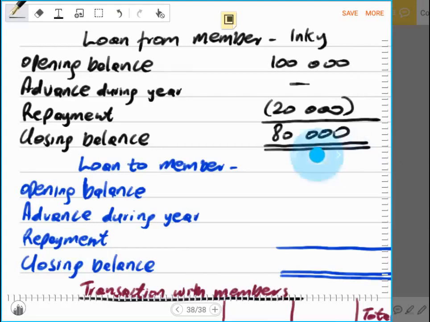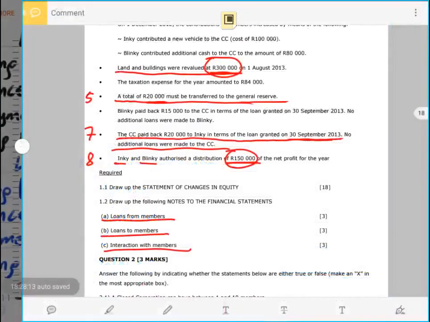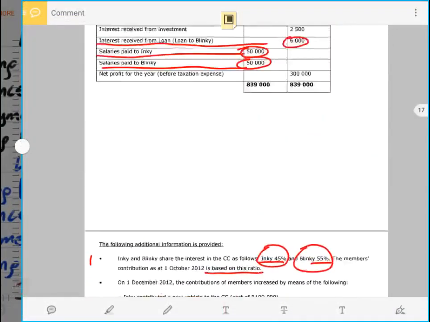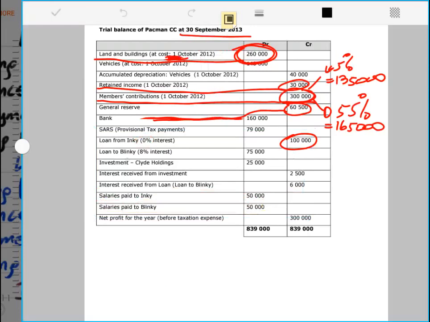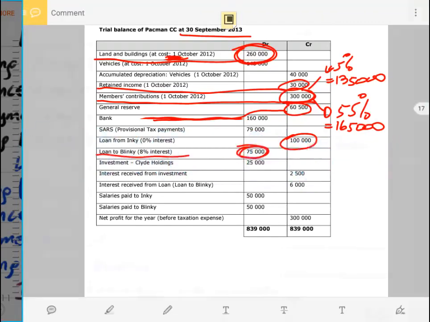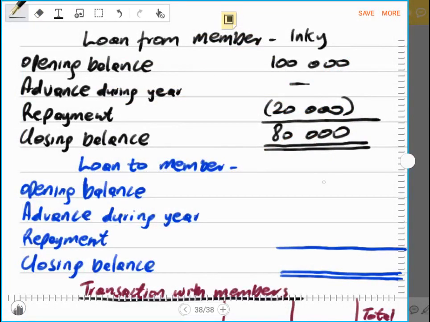Then now we go and check the opening balance on a loan from Blinky, and a loan from Blinky amounted to 75,000 rands. Here is a loan from Blinky, 75,000 rands. So now I said take those as opening balances, don't forget. So now that will be a 75,000 rands opening balance.